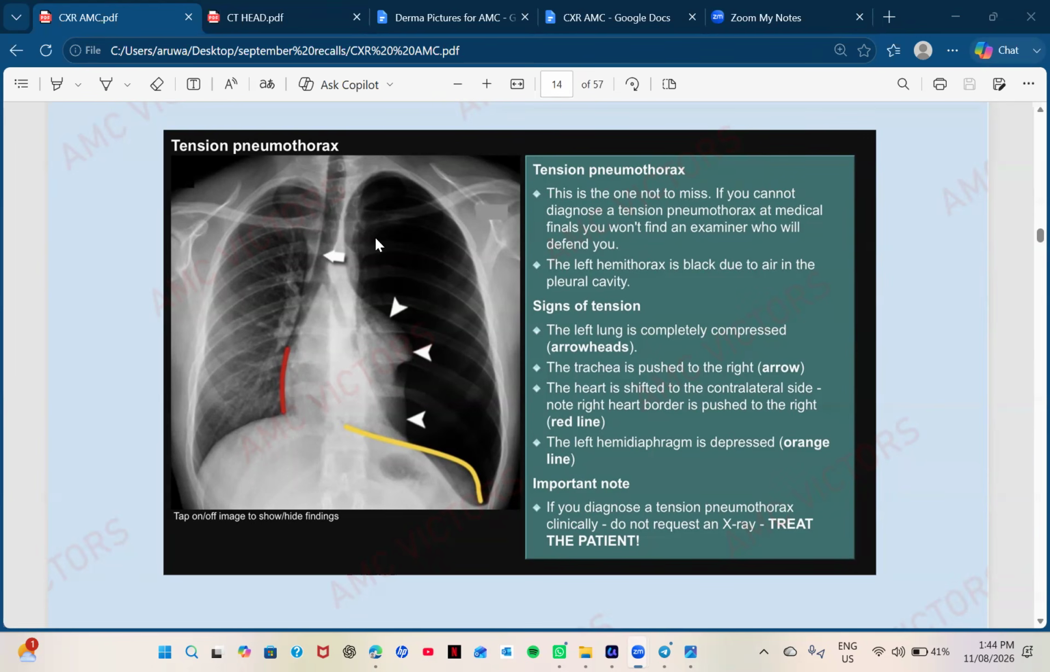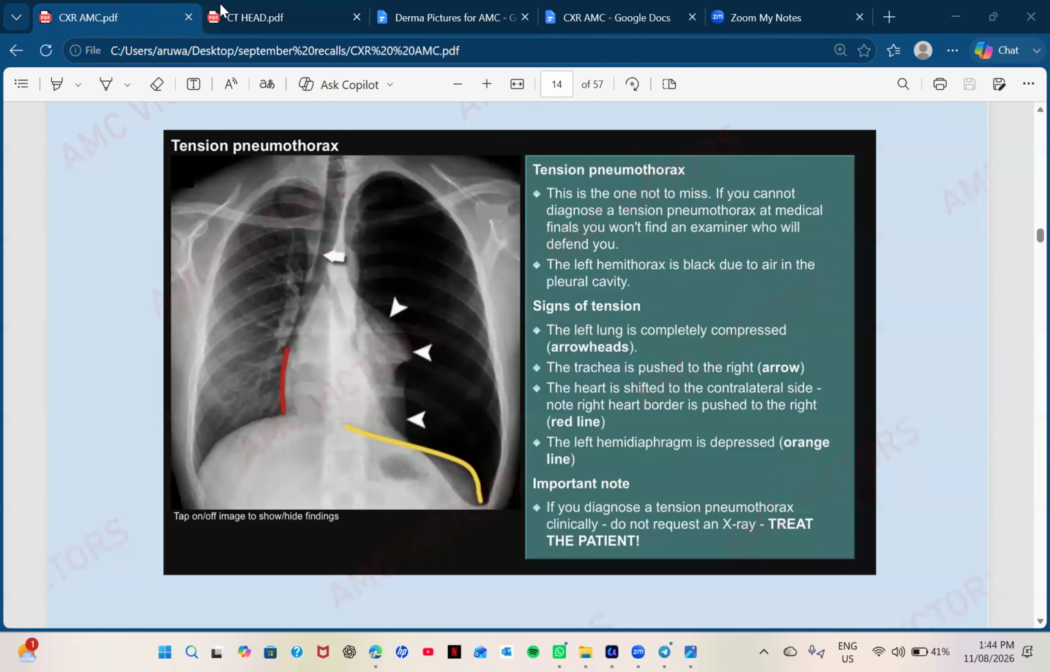So what are the symptoms that you can see in tension pneumothorax? Tell me quickly, doctors. We don't have time. Tell me. Okay, chest pain, shortness of breath.